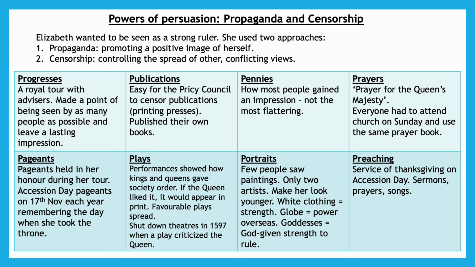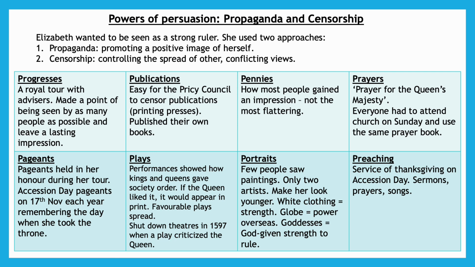Pageants, so Accession Day, to remember the day when Elizabeth took the throne, would take place on the 17th of November. Again, to promote this positive image of the monarchy and of Elizabeth. We've got performances and plays, which showed how kings and queens gave society order, so again promoting the position of the monarch. If the Queen did like a play, then they'd print it and spread it round. But she did shut down theatres in 1597 when a play criticised the Queen.